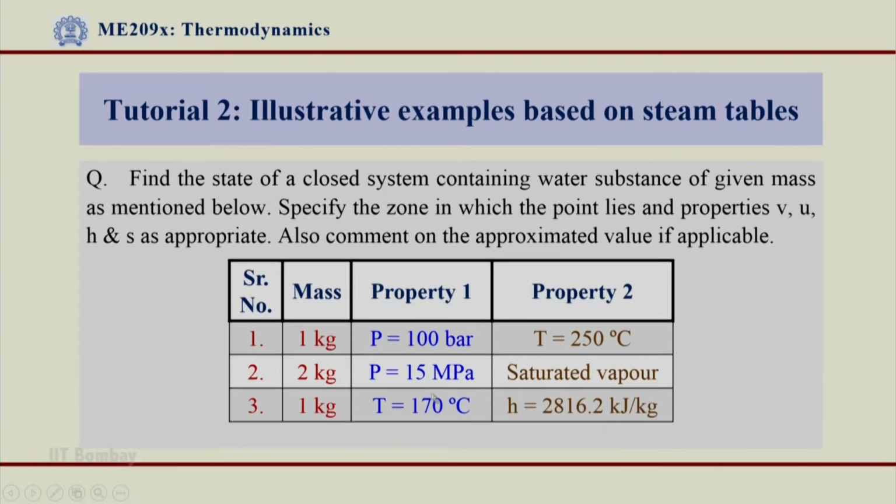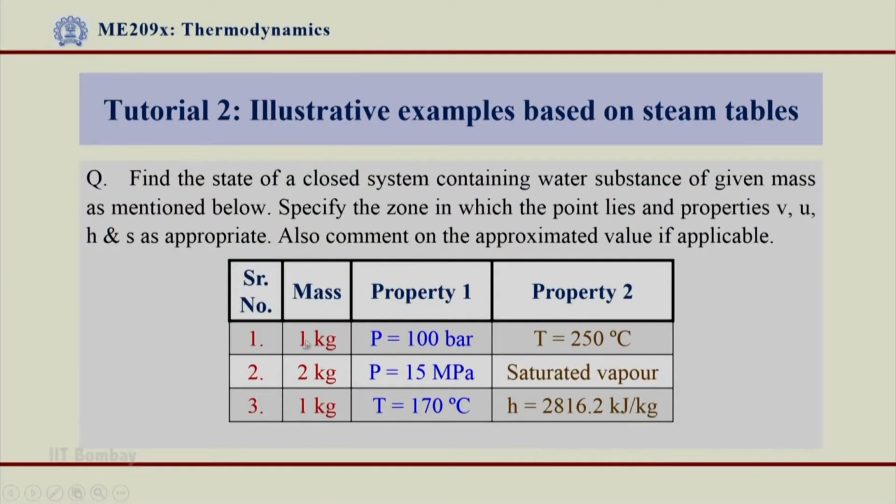So, a minimum of two variables are known to you about the system, and therefore, what we are expected to get now are the values of V, U, H and S. So, first and foremost important is to understand where the thermodynamic state lies, and accordingly we will decide whether I should go for table 1 or table 2 or table 3, alright.